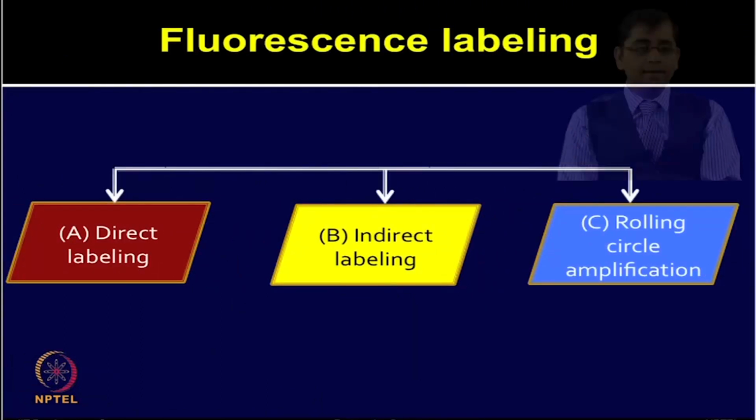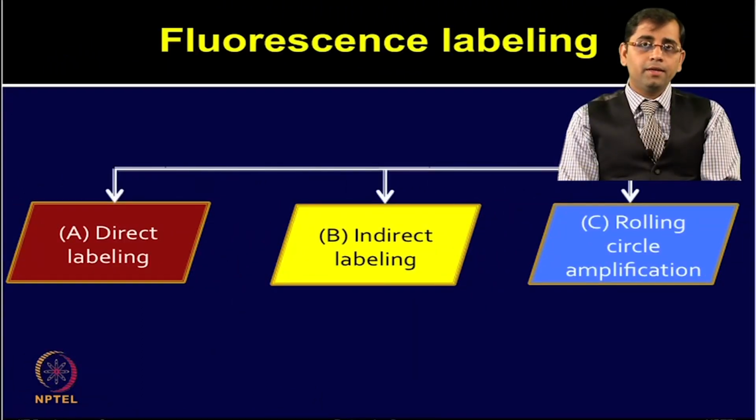Different types of fluorescent labeling methods have been employed for protein microarray based application, which includes direct labeling, indirect labeling, and rolling circle amplification. I'll talk about these three methods in detail.